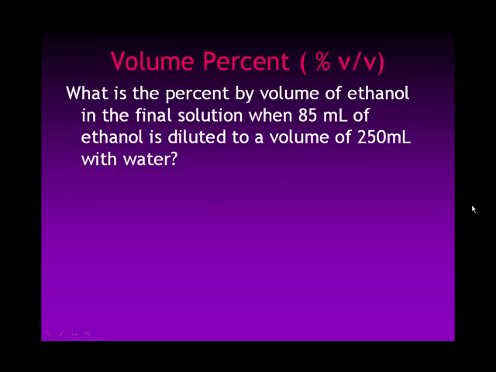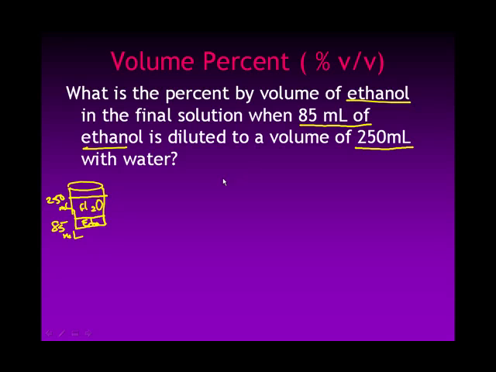Volume percent's going to work the same way. We read the question closely. What is the percent by volume of ethanol in the final solution when 85 milliliters of ethanol is diluted to a volume of 250 milliliters with water? So here I've got my beaker, and here I have 85 milliliters of ethanol. Then it says it's diluted, so this is my ethanol. Then it says it's diluted to 250 milliliters with water. So now I'm at 250 milliliters with H2O.